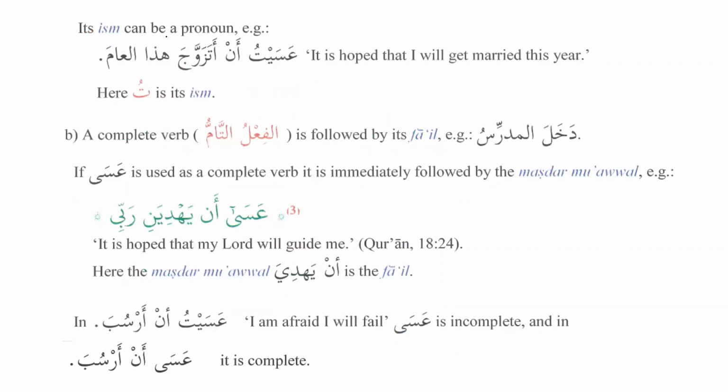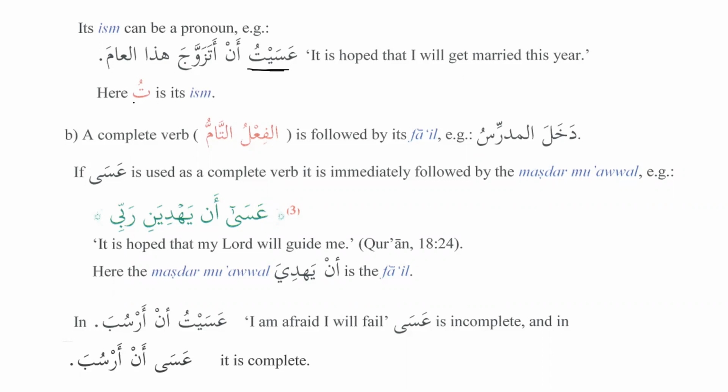Its ism can be a pronoun, as we know, because asa is a past tense. It's possible to conjugate it, so you can conjugate it from asa, asaya, asau, asat, asata, asayna, asaita, asaitum, asaiti, asaituma, asaitunna, asaitu, and asayna. So we can see here that asaitu is basically I, right? So I hoped. Asaitu an atazawaja hadal amma. It is hoped that I will get married this year.